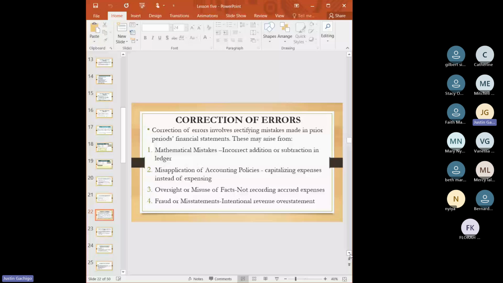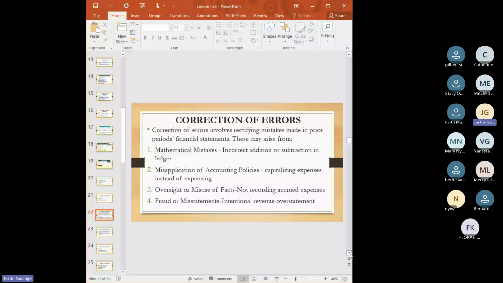The other one is misapplication of accounting principle. For example, capitalizing expense instead of expensing. Let's say, for example, there is an advertising cost. Instead of expensing the advertising cost, you capitalize it in the fixed asset and maybe even start amortizing it.